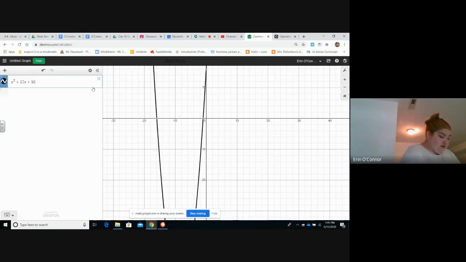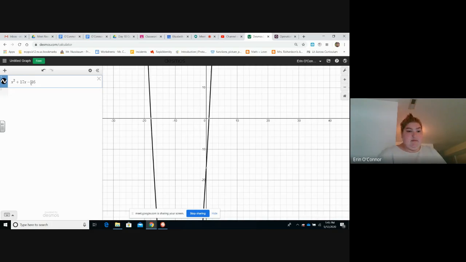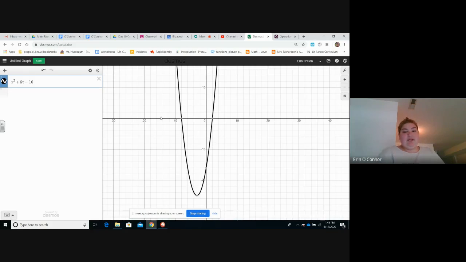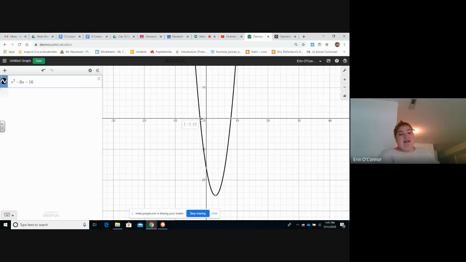So B is wrong. Let's look at the next one. We have minus 16 and plus 6x. This has 1 positive, 1 negative zero, a negative 8 and a 2. And the minimum is in the third quadrant. So C does not work. And my last choice, D, has a negative 2 and a positive 8. So 1 negative, 1 positive zero. And the vertex is in the fourth quadrant, but the zeros are 1 positive, 1 negative. So D is not the answer either.